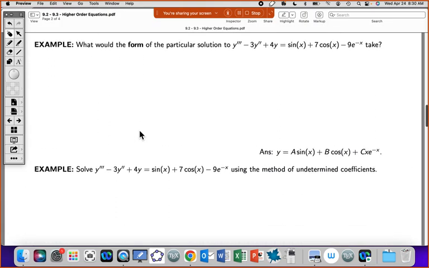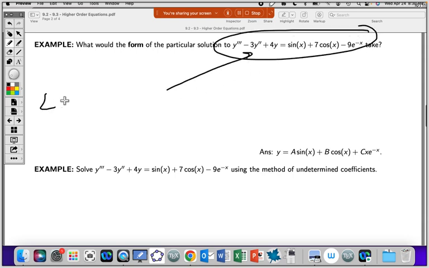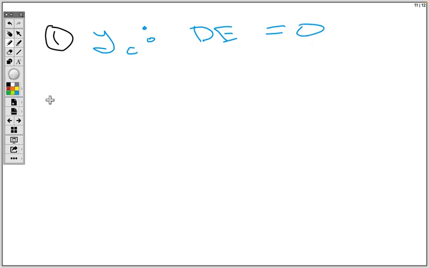Okay. What would the form of the particular solution be to this? So what we've got here is the same left-hand side as before, but now we've got a different right-hand side. So if we think back to chapter 5, and once again, this is why we reviewed this on Monday, the first step we would always do is find the y_c, so we set the differential equation equal to 0.